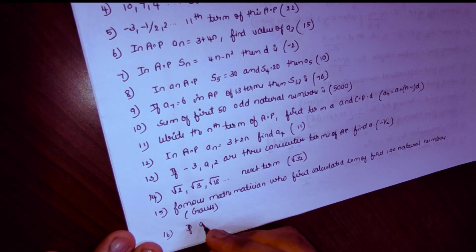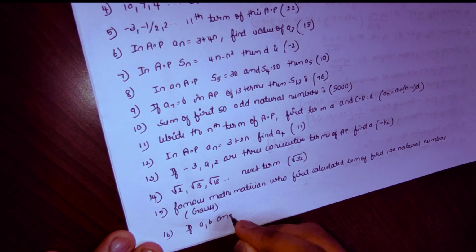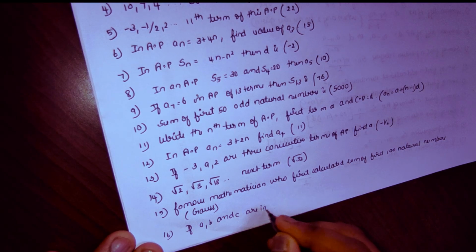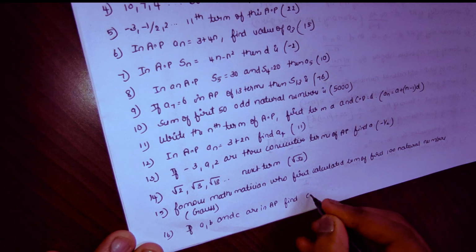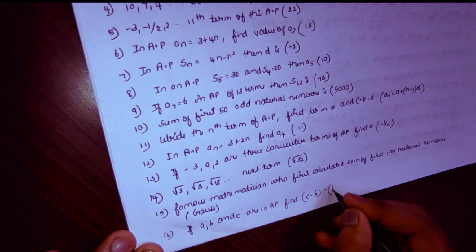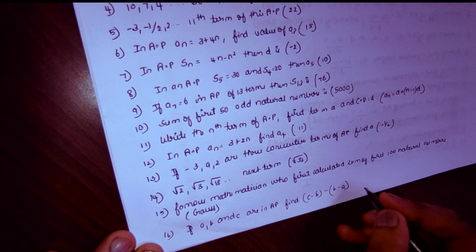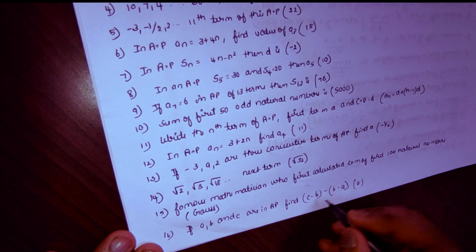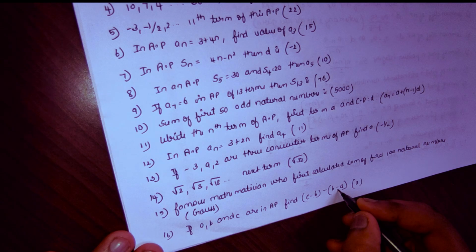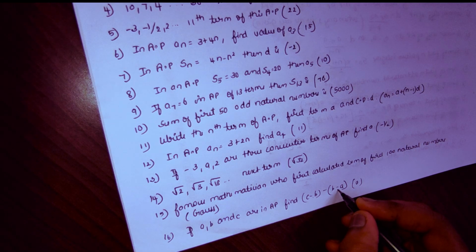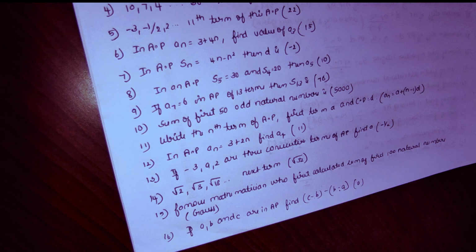If a, b and c are in arithmetic progression, you have to find c minus b minus b minus a. The answer is obviously 0 because the common difference is same. When you subtract both the common differences, the answer is 0. Now we'll move on to the 2-mark questions.